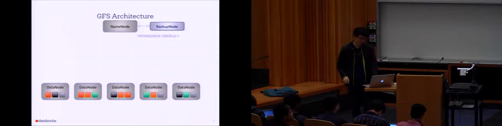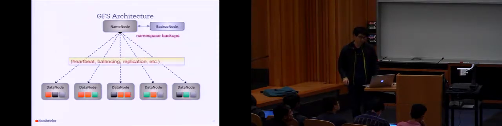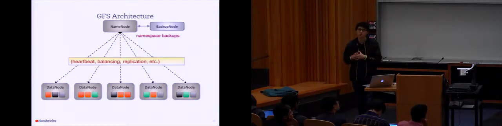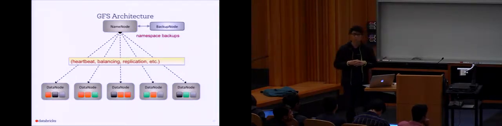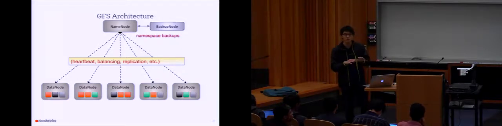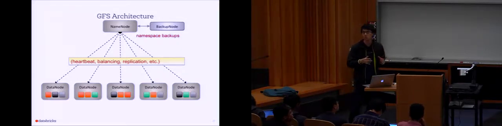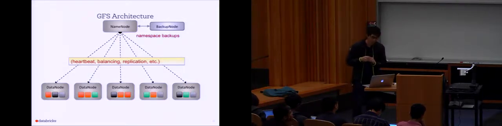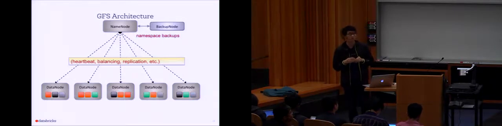And so you would divide a GFS cluster into 2 categories of nodes. One is called the data node. The data node is the one that's storing the data, so it manages all the blocks locally. And then for each of the blocks, you have metadata that's maintained by something called a name node.